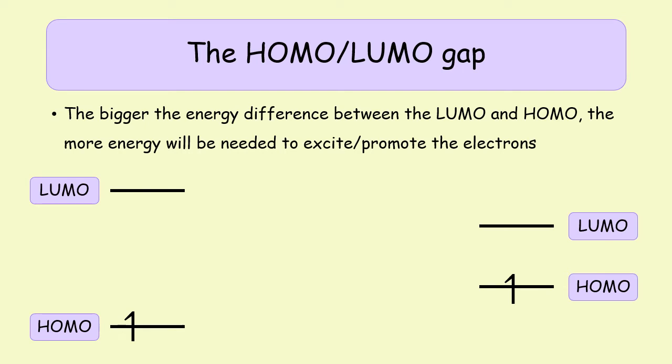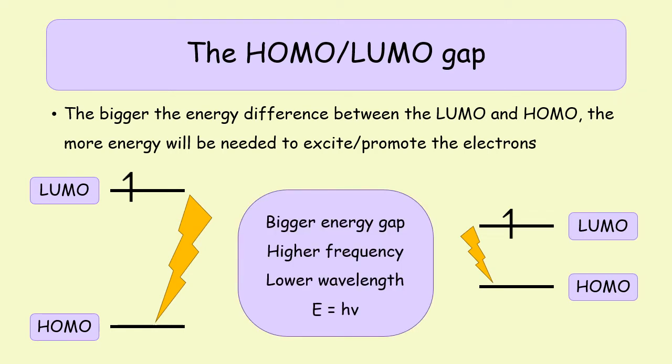So on the left-hand side, we have a very large HOMO-LUMO gap, and on the right-hand side, we have a much smaller HOMO-LUMO gap. To do that, we have a big lightning bolt showing a big amount of energy on the left-hand side, and on the right-hand side, a smaller amount of energy. The bigger the energy gap, it means a higher frequency of electromagnetic radiation is required, which would then mean a lower wavelength. And you could be used to calculate that using what you already know, your E equals hv, or if it's per mole, E equals Lhv.